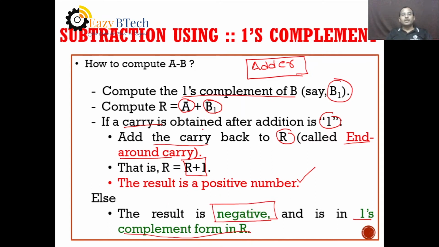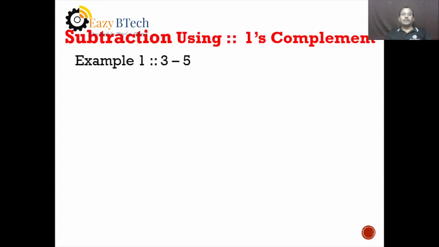What we are doing is, instead of subtracting, we are adding. What are we adding? We are adding the 1's complement of the negative number. That is why this is called the subtraction using 1's complement. The subtraction is converted into addition by taking the 1's complement of the negative number. We will look at this with the help of an example.